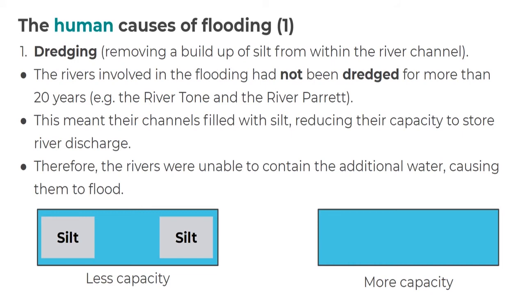So they were not able to cope with the additional input of rainwater that this extreme weather event brought to the area. The left-hand image shows that there is less room for river discharge in a river that hasn't been dredged. The right-hand image shows that there is more room within a river channel that has been dredged, so it can contain and hold more water, hopefully reducing the chance that it will flood.